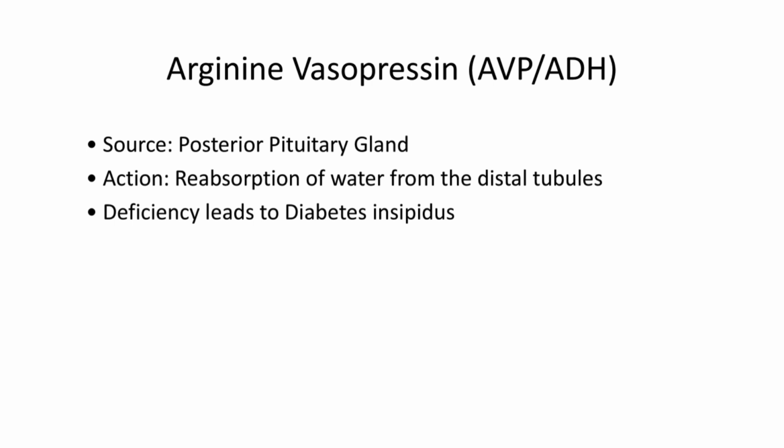Arginine vasopressin, also known as antidiuretic hormone or ADH, is secreted by the posterior pituitary gland. Its action is to promote the reabsorption of water from the distal tubules of the nephron. This hormone is essential for maintaining water balance in the body. A deficiency of arginine vasopressin leads to diabetes insipidus, a condition marked by excessive urination and extreme thirst.